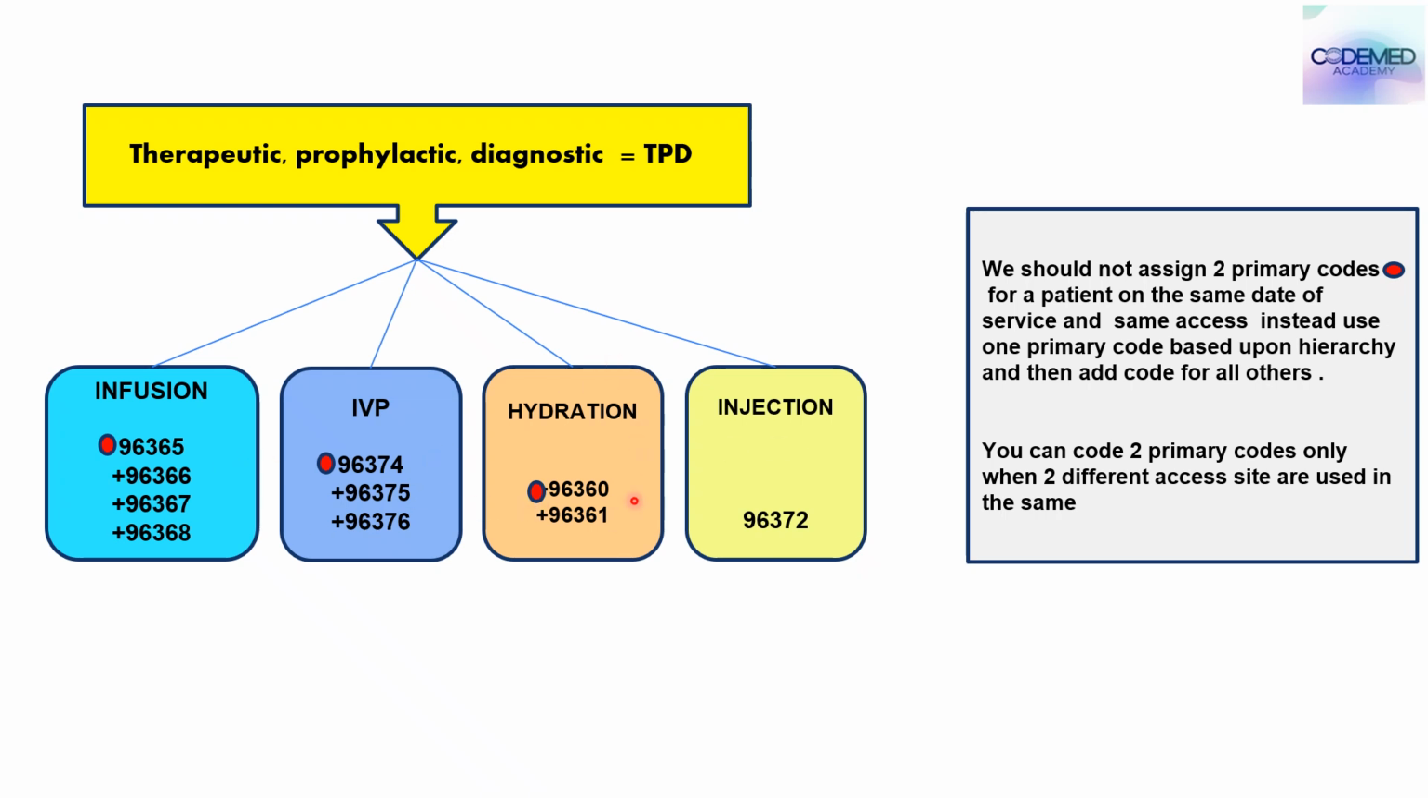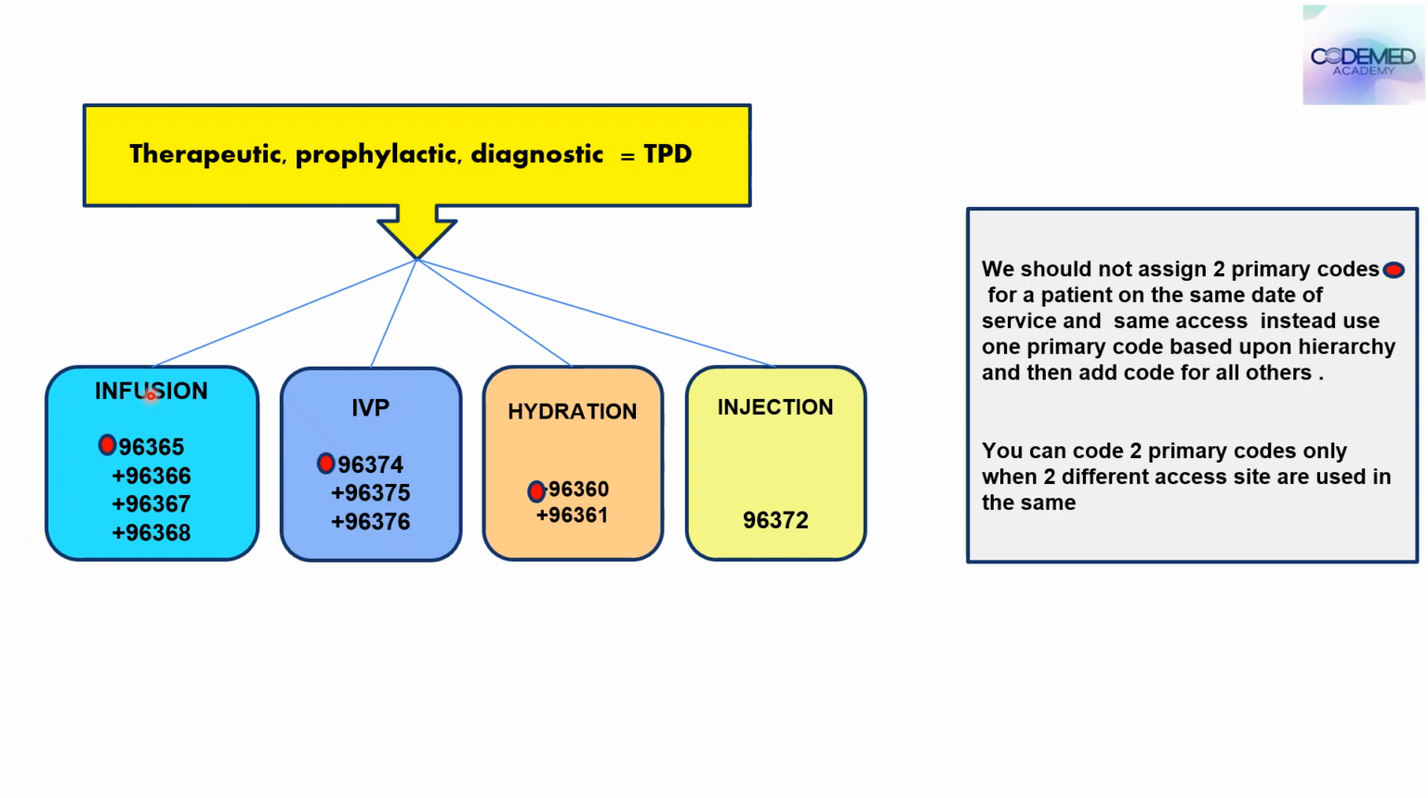And if you take a close look at it, you will see that every section has one primary code and three add-on codes. So we should not assign two primary codes for a patient on the same date of service and the same access. Instead, use one primary code based upon the hierarchy and then the add-on code for all others. You can code two primary codes only when two different access sites are used. So these are very important tips for you to code correctly.